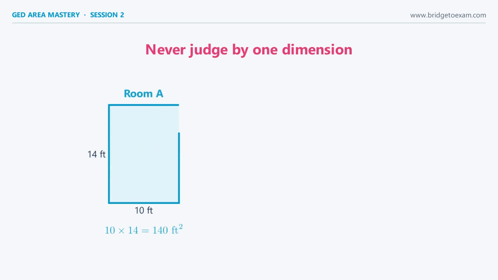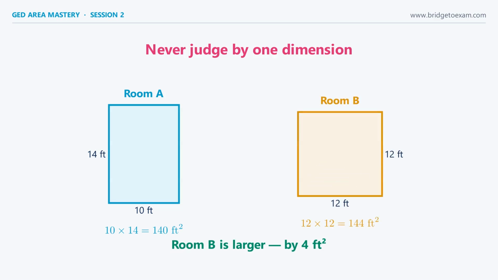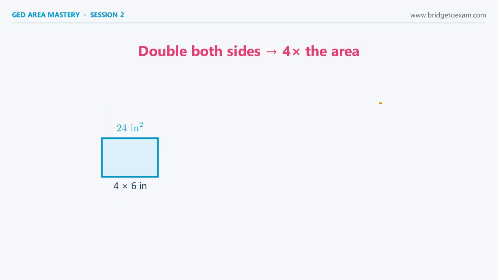Here's a comparison worth seeing. Room A is 10 by 14 feet. Room B is 12 by 12. Room A has the longest single side, so it looks like the winner. But area needs both dimensions. Room A is 140 square feet. Room B is 144.